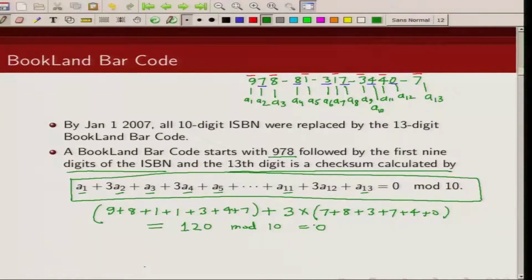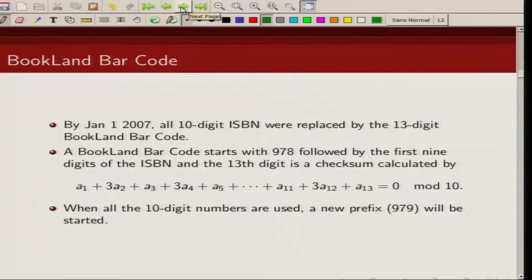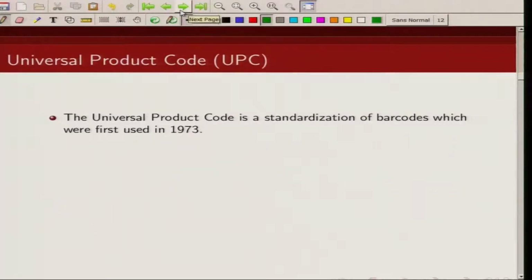So, you can see from this example that this check bit is correct, because A13 plus this should be 0 mod 10. So, this is an example of a Bookland barcode, and all the books now have these 13-digit ISBN numbers. Once they get exhausted with these 978 numbers, they will start numbers with 979.